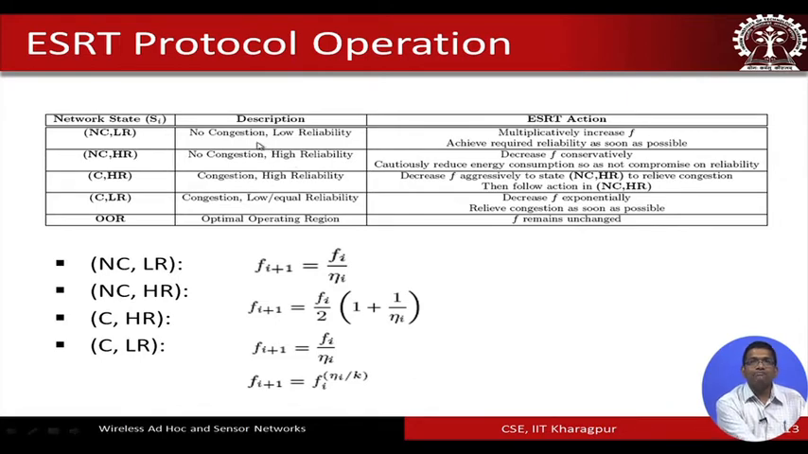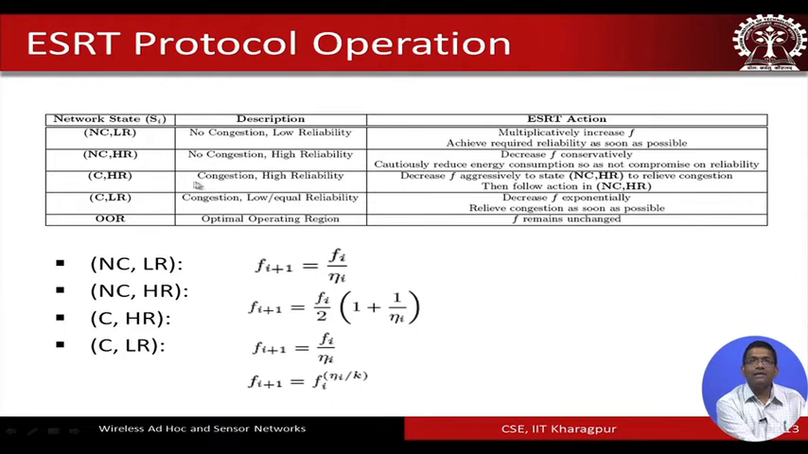Let us now see what action ESRT prescribes corresponding to these different states of the network. If the sensor network is in a no congestion, low reliability state, then ESRT says that you multiplicatively increase f, that means the reporting frequency, to achieve the required reliability as soon as possible.